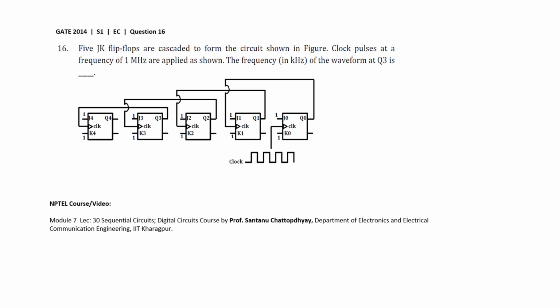This question was given in GATE 2014 session 1 EC paper. The question is: 5 JK flip-flops are cascaded to form the circuit shown in the figure. The clock pulses at a frequency of 1 MHz are applied as shown. The frequency in kHz of the waveform at Q3. We need to find out what is the clock frequency of this output waveform Q3.